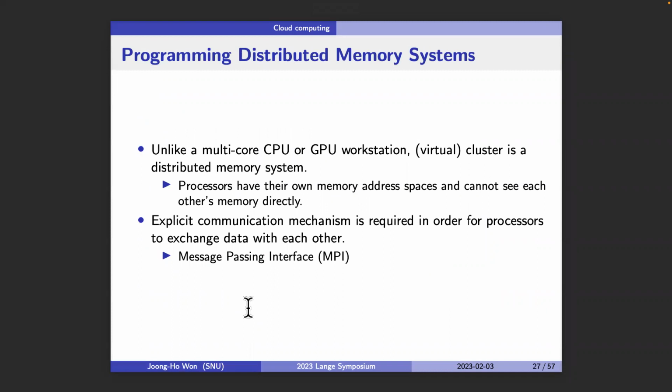Unlike a multi-core GPU workstation, this virtual cluster is a genuine distributed memory system. That means that processors have their own memory address spaces and cannot see each other's memory. So they have to communicate in some way explicitly. And this explicit communication mechanism is now almost standardized in the name of message passing interface, or MPI. So I need someone who is good at MPI programming.